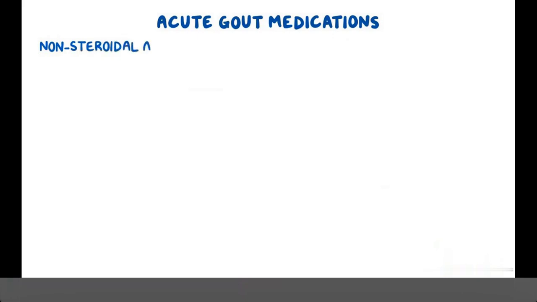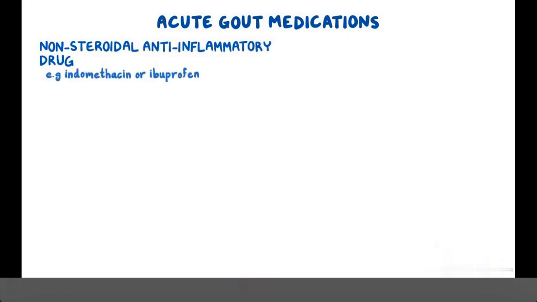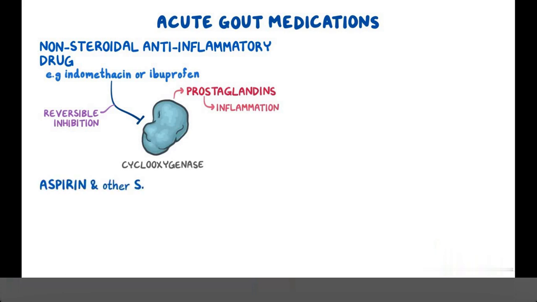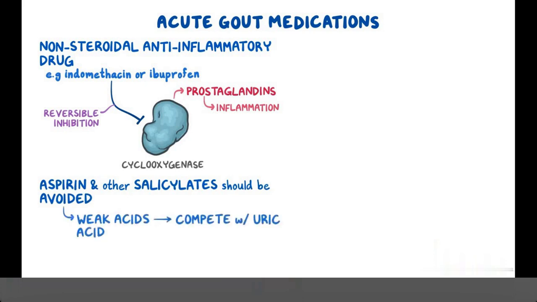Okay, let's move on to the treatment of acute gout. The first-line treatment is a non-steroidal anti-inflammatory drug, such as indomethacin or ibuprofen. These medications work by reversible inhibition of cyclooxygenase, which is an enzyme responsible for the production of prostaglandins that cause inflammation. It's important to note that aspirin and other salicylates should be avoided in gout because they're weak acids. Therefore, they can compete with uric acid for secretion in the proximal tubules.